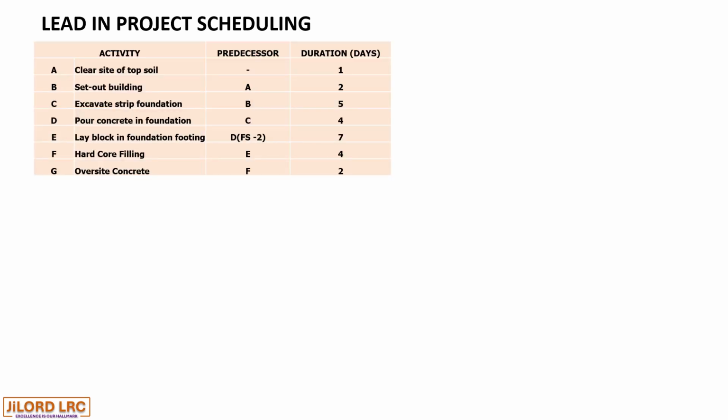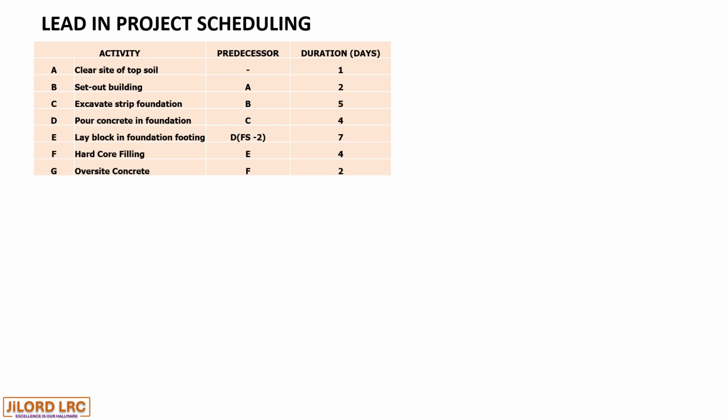Now let us look at an example of lead in project scheduling. We are presented with this information with activities A to G. A, clear site of topsoil. B, setting up building. C, excavate strip foundation. D, pour concrete in foundation. E, lay block in foundation footing. F, hardcore filling. G, oversight concrete. With predecessor activities and duration in days.